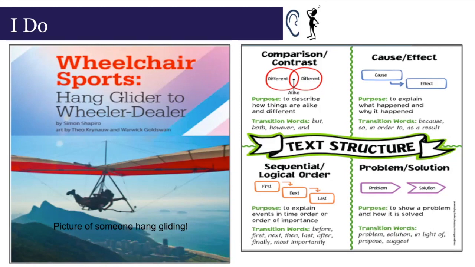And another text structure is problem and solution. The purpose of this text structure is to show a problem and how it is solved. Your signal words to look for this pattern include problem, solution, in light of, propose, and suggest.